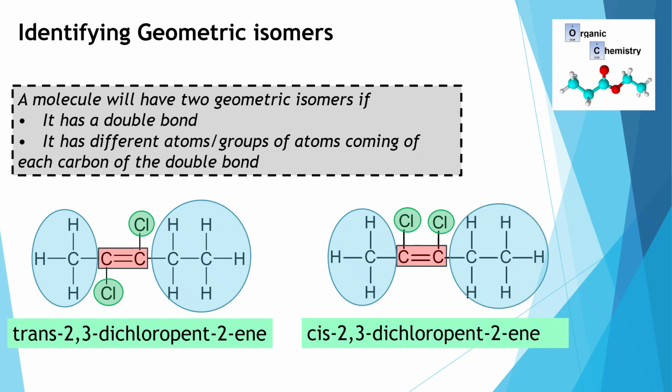That makes this also a geometric isomer. These are actually 2 isomers of the same molecule, 2 geometric isomers, the trans and the cis version. So let's have a look at a couple of examples again on this next slide.